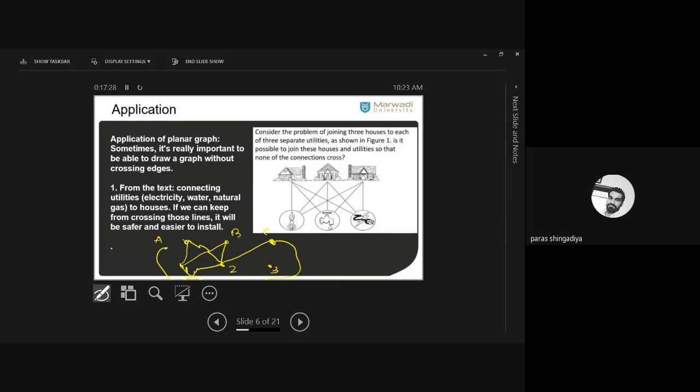Okay, just try it also, and the final conclusion will be that it is not possible. It is not possible to make such a graph without crossing over an edge. Clear? You just try it. That is already available in this.